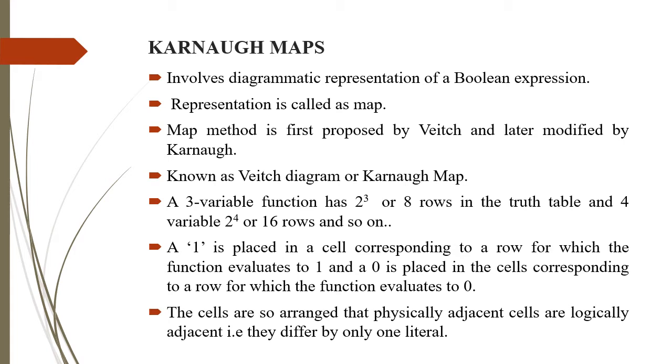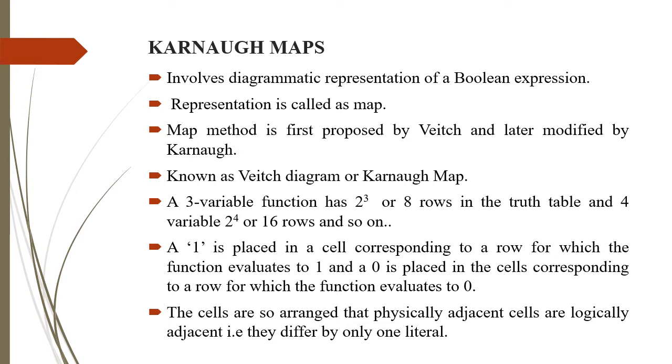This map method was first proposed by Veitch and later modified by Karnaugh. So it is also called a Veitch diagram, K-map, or Karnaugh map. As we know, if you have a three variable function, say a, b, c, then it has 2 power 3, or 8 rows in the truth table. Similarly, if you have 4 variables, that is 2 power 4, that is equal to 16 rows and so on.